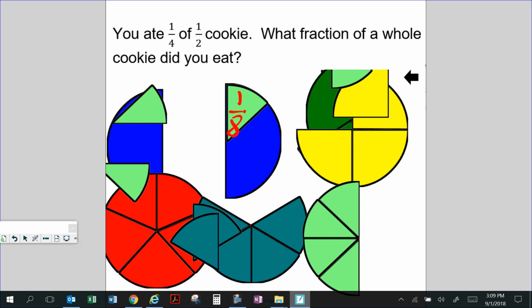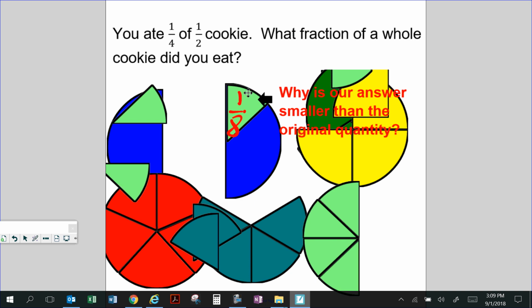Have you figured out by now where this came from yet? 1/8. So why is our answer always smaller than the original quantity? Because we started with half of a cookie, and then our answer is actually 1/8, which is smaller than the original quantity. Any suggestions as to why? 1/4 is not a whole cookie. You're not eating the whole thing. You're eating a fraction of it. If you're eating less than one whole, then you're eating a fraction of it. That's why it's small.